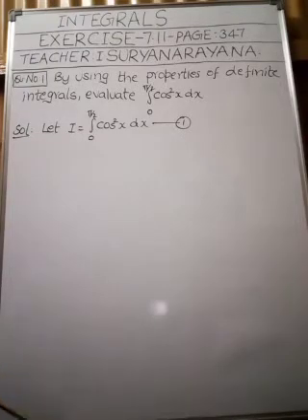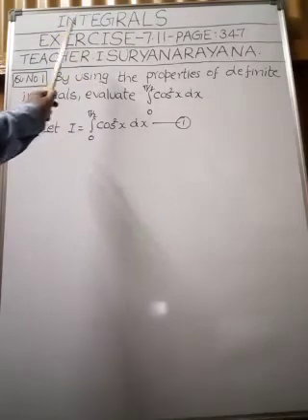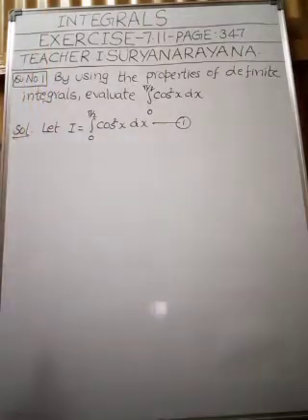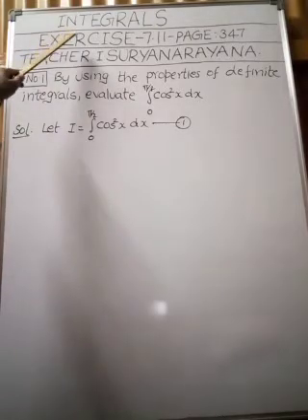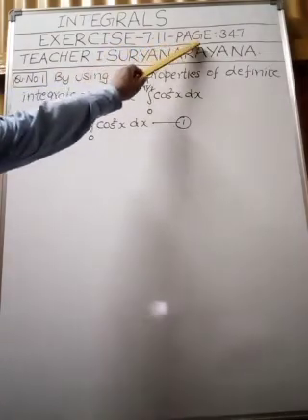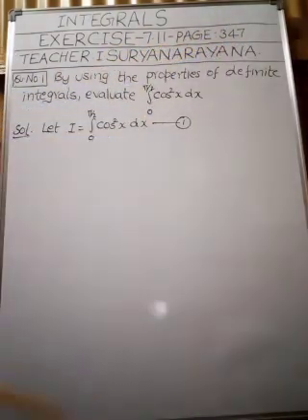The concepts of exercise 7.11 were completed. They were finished. Only those 6 formulae are enough. You have to learn well, my dear children. You have to memorize those 6 formulae well. Okay, right. Now come to the sums of exercise 7.11, page number 347 in the textbook.